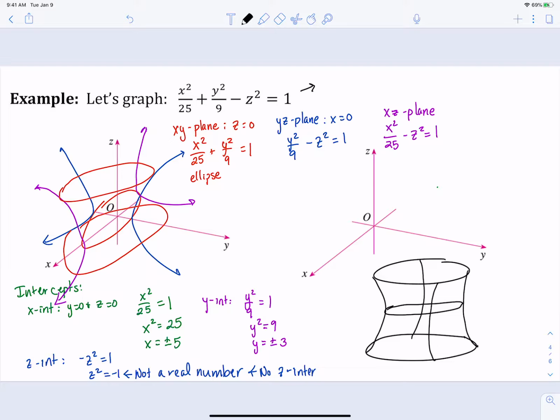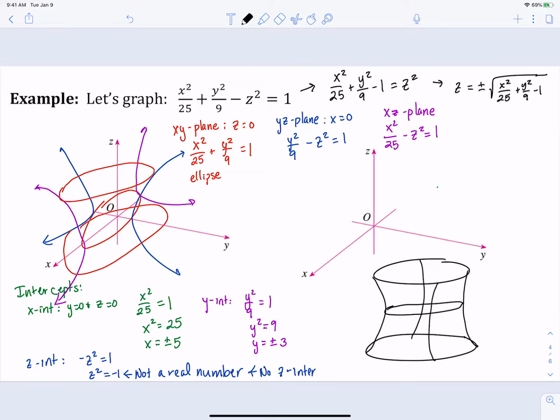But what we need to do if we're going to graph this on that grapher is we do need to solve it for one of our variables. It really doesn't matter which one. I tend to solve it for z, just because that's what I'm used to, and that'll make sense probably as we move on in sections. But I do generally solve this for z, and so we get plus or minus the square root of x squared over 25 plus y squared over 9 minus 1.